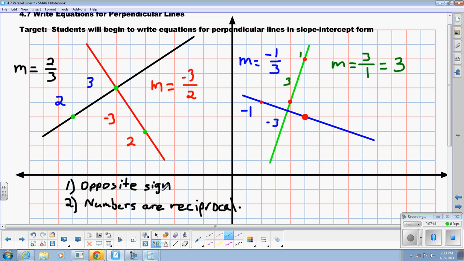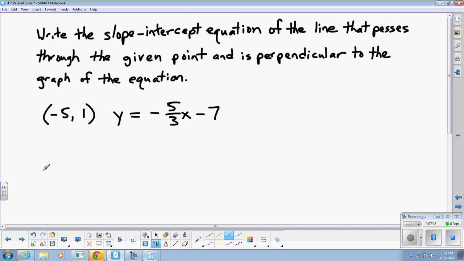So let's take a look at how we can use this with the idea of writing equations. Next screen, please. Here we go. Here's the direction you're going to see. Write the slope-intercept equation of the line that passes through the given point and is perpendicular to the graph of the equation. This is the skill they want you to take. They won't give you a picture. They give you a point, (-5, 1). They give an equation, y = -5/3 x - 7. That's the original line. We have to write an equation for a second line. Okay, so how do we do that?